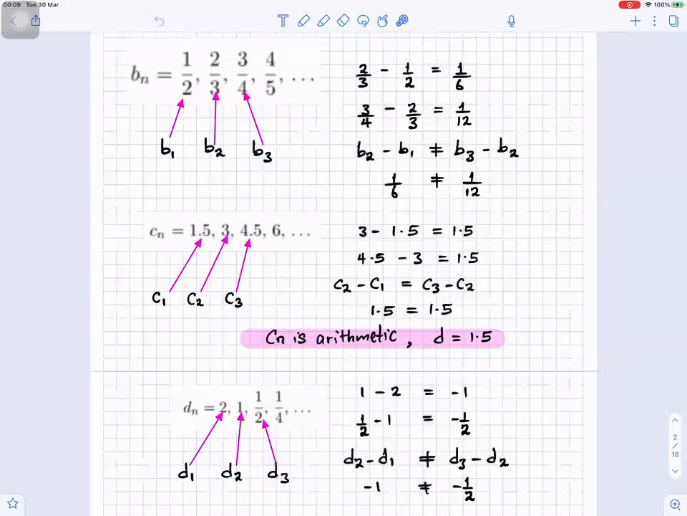And we can try DN as well. D1 is 2, D2 is 1, D3 is a half. Second term minus first term, 1 minus 2, is minus 1. Third term minus second term, a half minus 1, is minus a half. Minus 1 is not the same as minus a half. So D2 minus D1 is not equal to D3 minus D2, or minus 1 is not equal to minus a half.